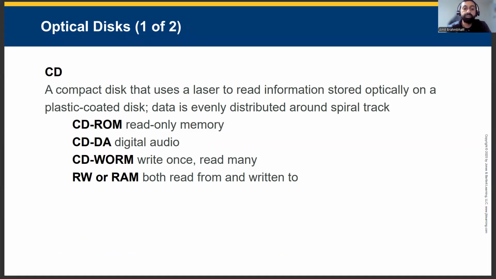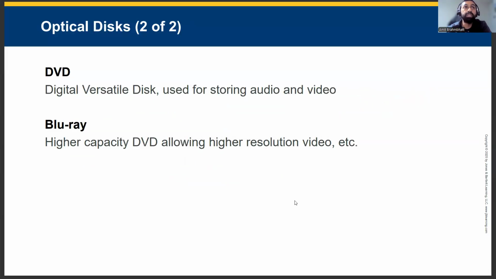Optical discs, CD family. A laser reads tiny pits and lands along a spiral track. CD-ROM is read-only data. CD-DA is digital audio. CD-R is write-once, read-many. RW or RAM is read-write, meaning it can be both read from and written to. These are the definitions of optical discs.